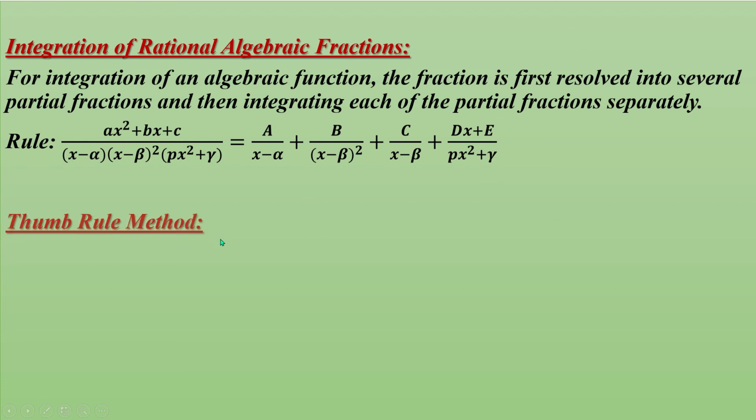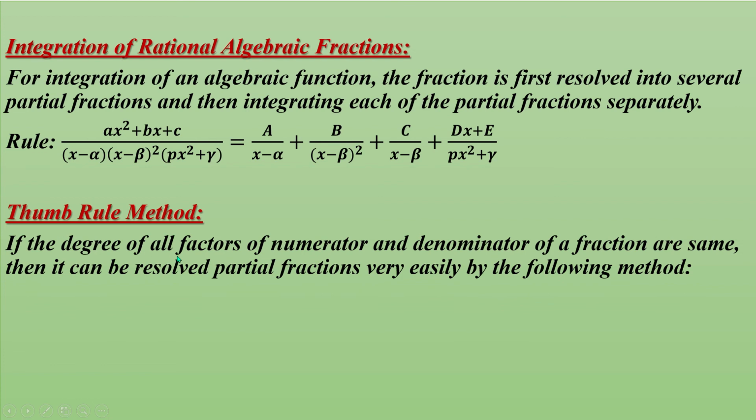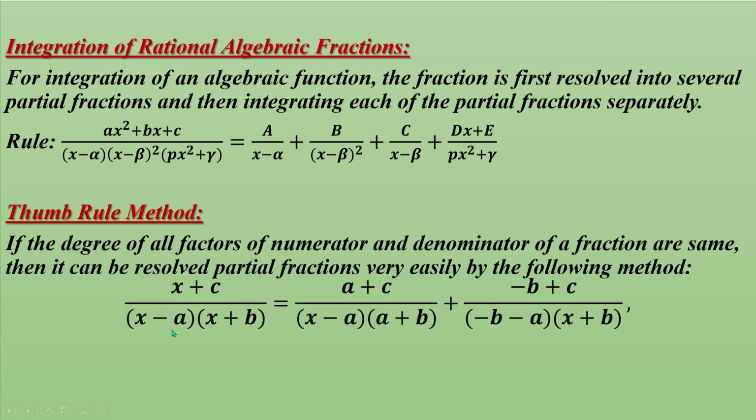Okay, or another thumb rule method: if the degrees of all factors of the numerator and denominator of a fraction are the same, then it can be resolved into partial fractions very easily by the following method. Here follow, this is a given fraction, the power of x and x are the same, here 1, also here 1. So this type of fraction we can easily calculate.